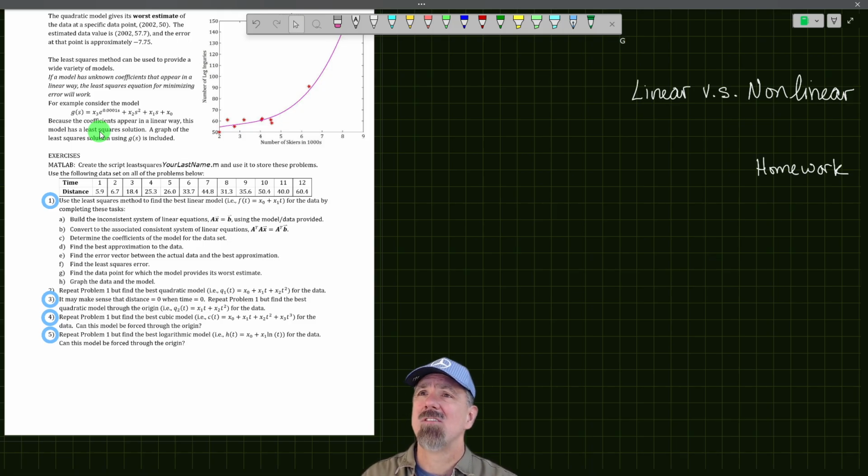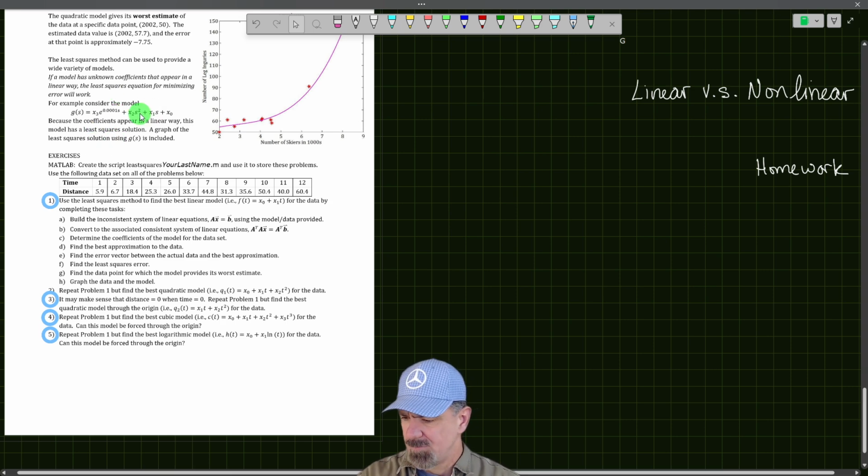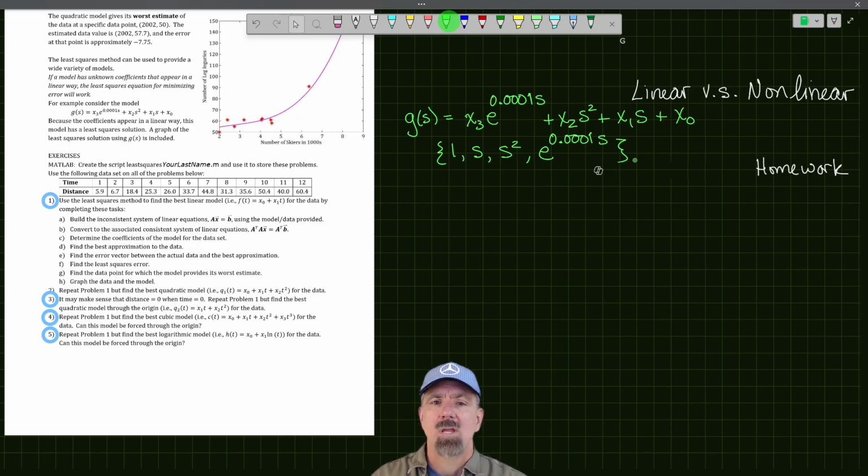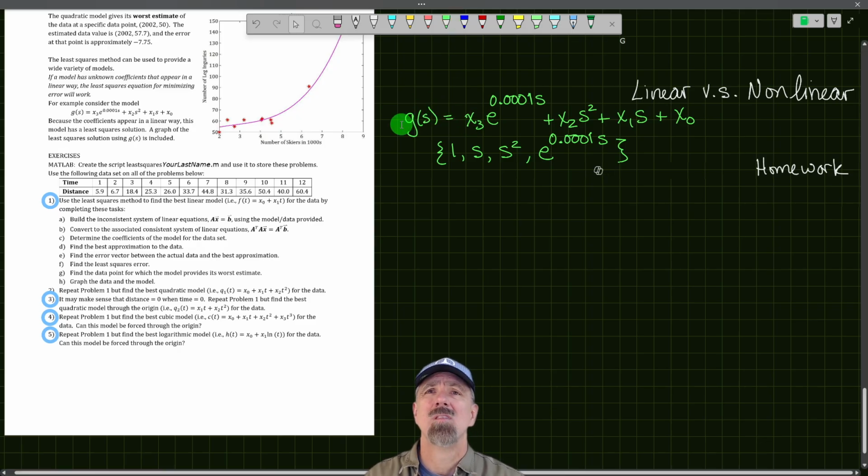Let me copy down this model here. So here's the model copied down. This is what we have right here. G of S is equal to x3 e to the 1/10,000th times s plus x2 s squared plus x1 s plus x naught. These are the basis functions that we're using. We still have a linear model because we have taken a linear combination of these four basis functions.